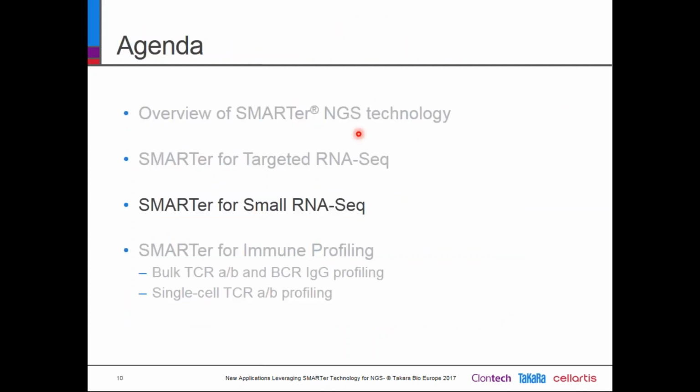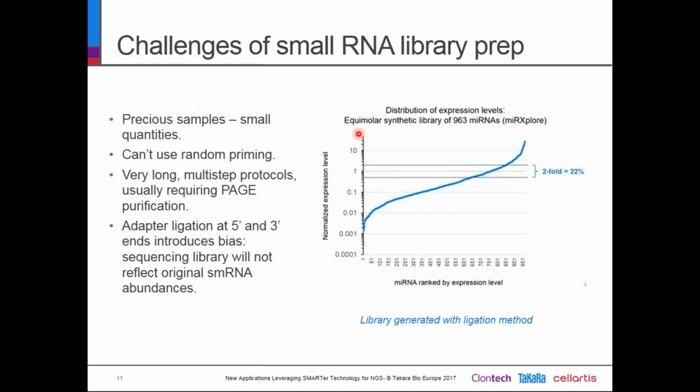Okay, so moving on with the presentation, let's talk now about small RNA sequencing. This is another targeted approach. Sometimes you are not interested in the whole transcriptome, you are only focused on small RNAs. This may include microRNAs, piRNAs, small nuclear RNAs, and so on. So everything that is, let's say, lower than 150 nucleotides.